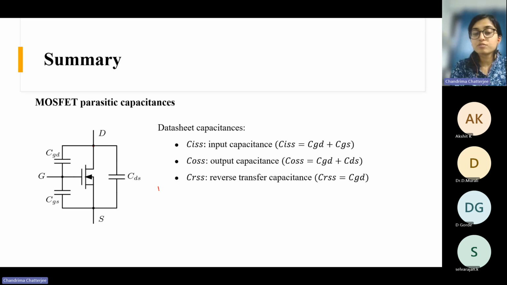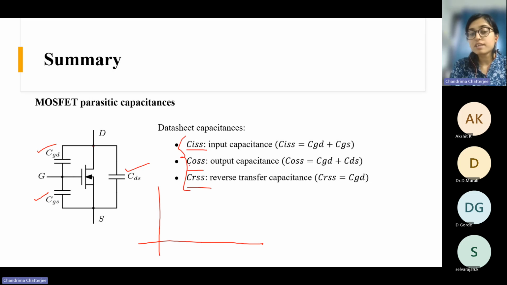If you see any data sheet of a MOSFET, you will see that initially the capacitance will be very large. They are called CISS, COSS and CRSS. In the datasheet you will not see the values CGD, CGS or CDS. You will see these three values: CISS, COSS and CRSS. CISS is called the input capacitance, right?